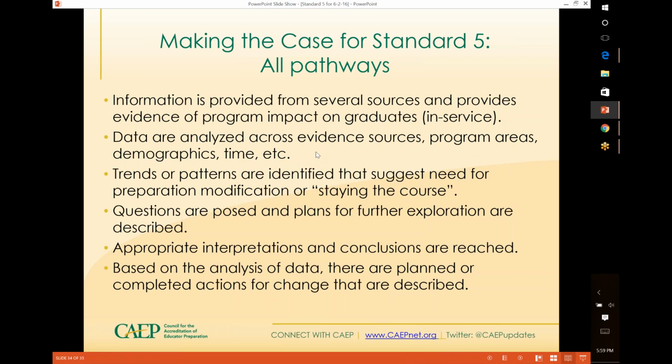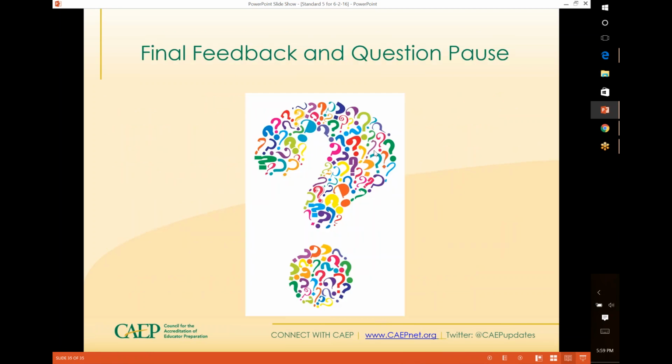That you're identifying trends or patterns, that you're posing questions and perhaps identifying plans for how you're going to further explore what you found from your data, that you're making appropriate interpretations and conclusions, and that you have planned or completed actions for change. So this is part of what the holistic summary would include.